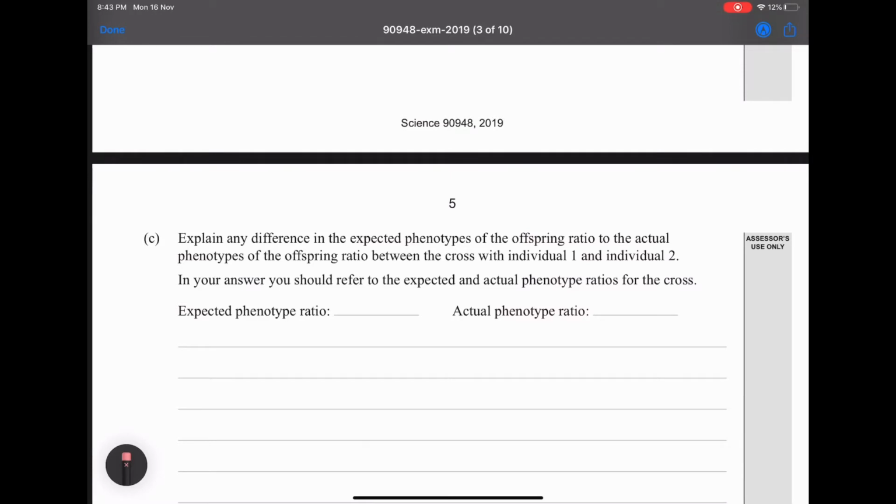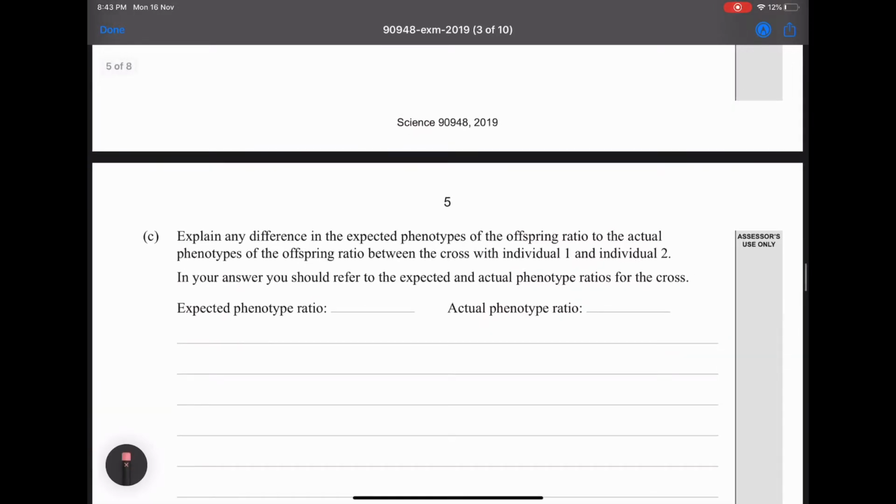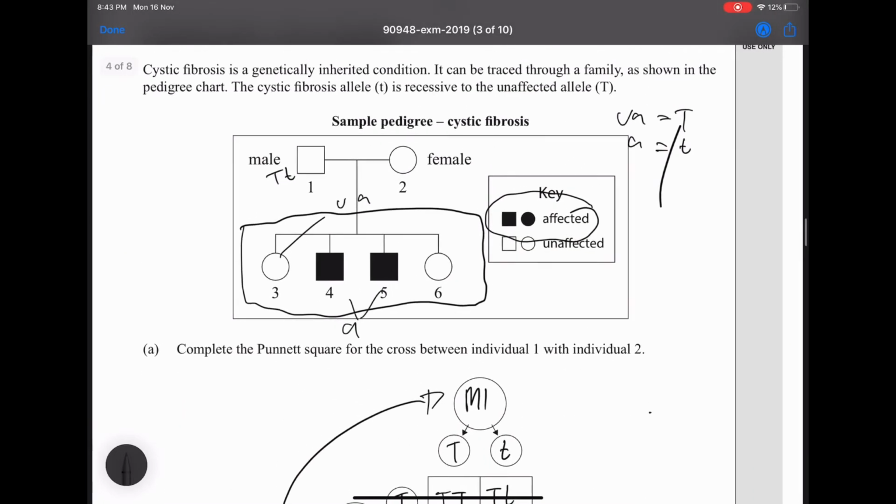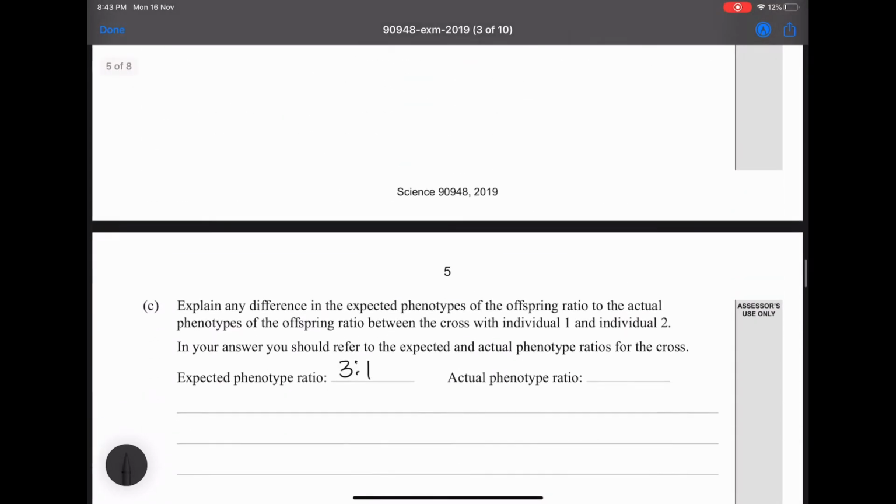So question 2C: explain any difference in the expected phenotypes of the offspring ratio to the actual phenotypes of the offspring ratio with individual 1 and individual 2. Phenotype ratio. So what they're asking in this question is comparing the ratio we got from the Punnett square to the ratio they gave us, which they actually produced in the pedigree chart. So the expected phenotype ratio was 3:1, according to our Punnett square. And the actual phenotype ratio, which we obtained, was 2:2. So there's 2 unaffected and 2 affected.